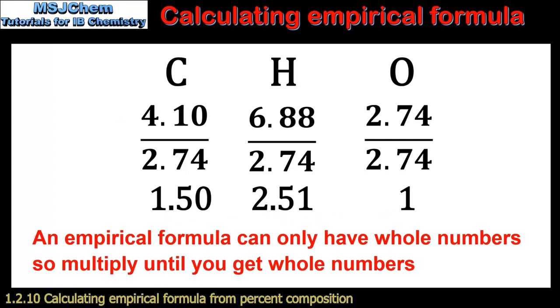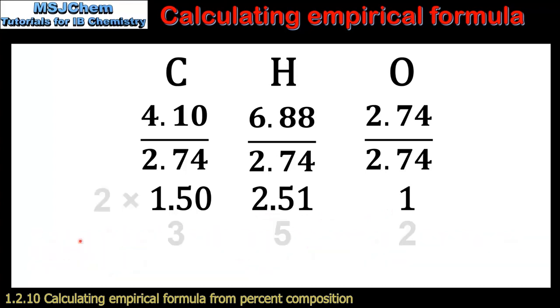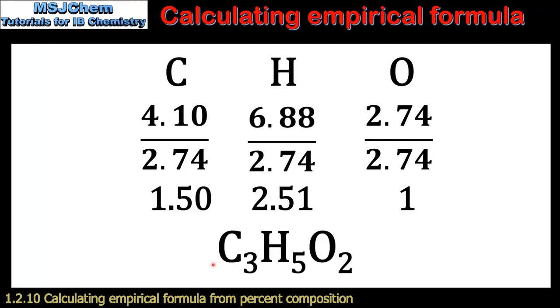Empirical formulas can only contain whole numbers. So we need to multiply each of these numbers by 2 to get 3 for carbon, 5 for hydrogen, and 2 for oxygen. And here we have the empirical formula, which is C3H5O2.